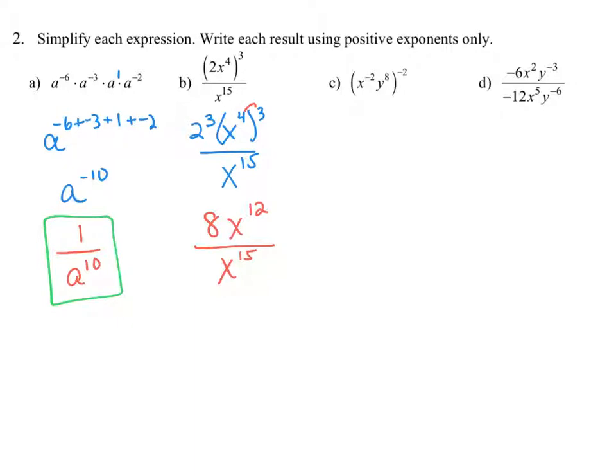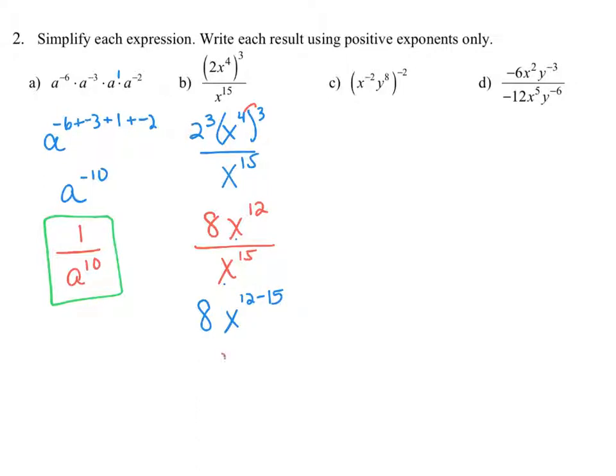Now we're going to use the quotient property of exponents, where if we have bases that are the same and it's a quotient, then we subtract those exponents. So we can write this as 8 times x, since the x's have the same base. We subtract those exponents, 12 minus 15.